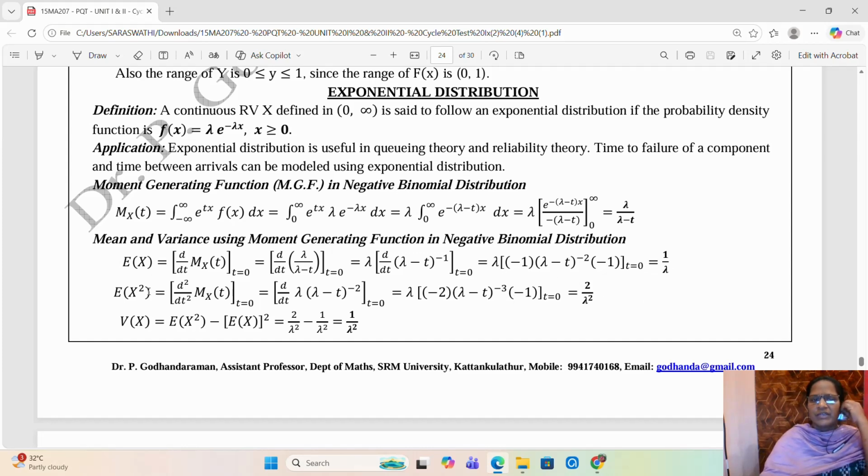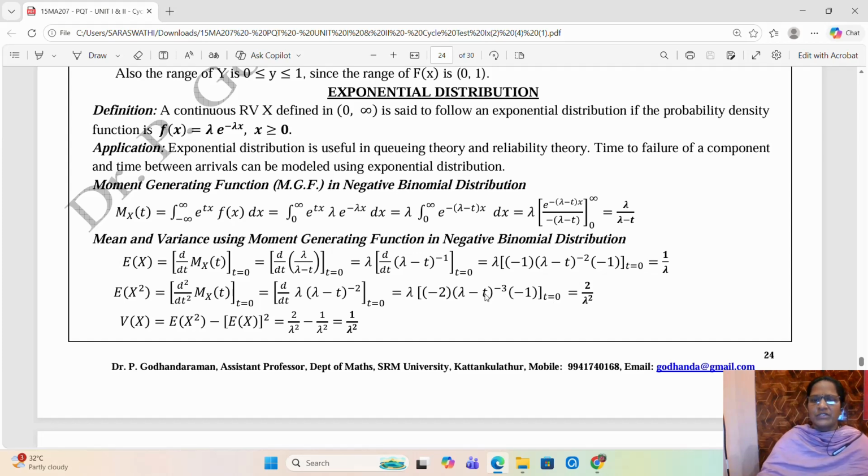Now E of x square. We differentiate again with respect to t and put t equal to 0. After the differentiation, the first derivative value is minus into minus plus, lambda by (lambda minus t) whole square. Now we have to differentiate this again. Lambda is the constant, and the differentiation gives minus 2 into (lambda minus t) to the power minus 2 minus 1. So minus 2 minus 1 equals minus 3. Again differentiate minus t with respect to t, it is minus 1, and put t equal to 0.